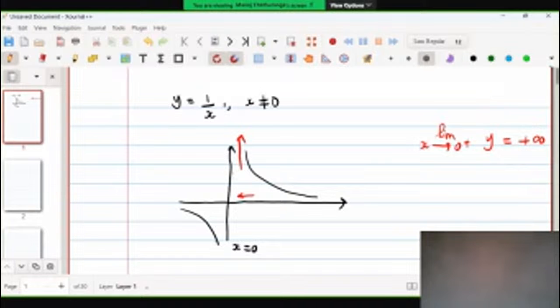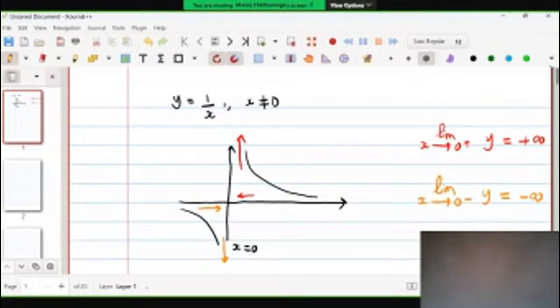Then what happens is a little bit different when we go to 0 from the negative direction or left hand side. Now function values are decreasing with no lower bound. They decrease and decrease and decrease. It keeps decreasing with no lower bound. So it goes to minus infinity.